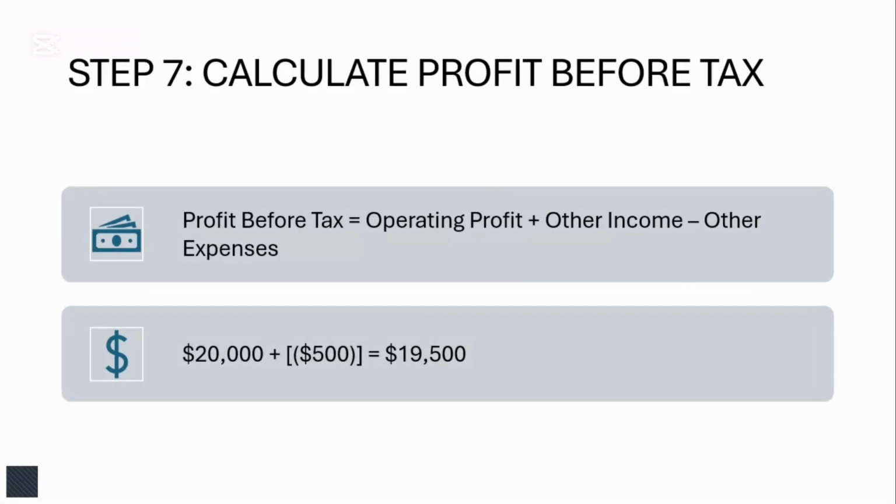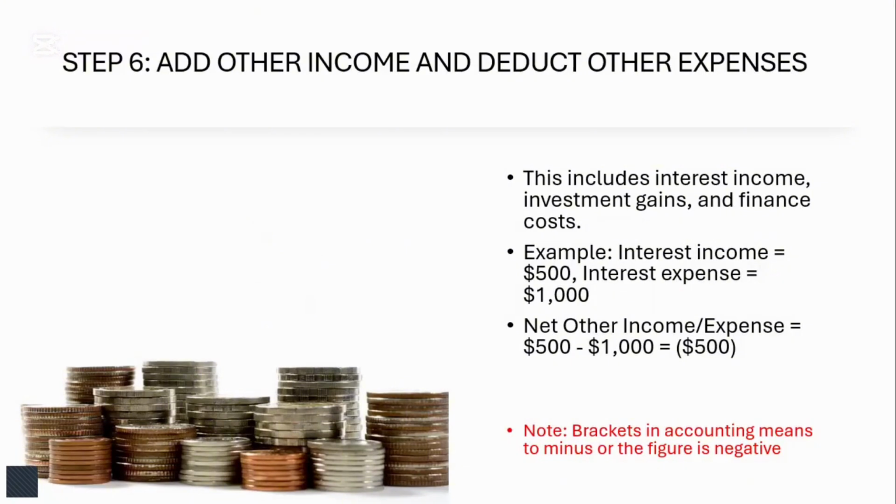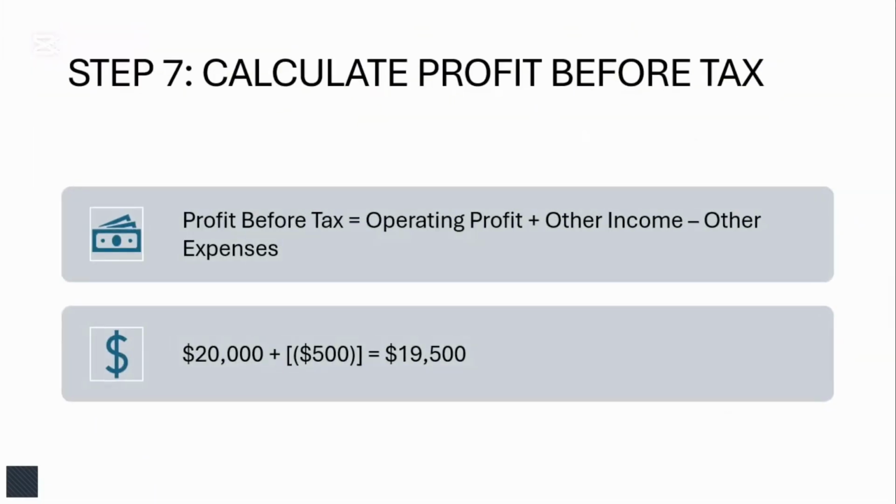When we are finished calculating that amount, we will arrive at our profit before tax. So we have now taken into consideration our interest itself as before. So we take our operating profit of $20,000, and really we're supposed to add the other income minus expenses. But because we had arrived before, as we would see here, at a negative figure, we are supposed to add a negative figure. And in maths, anytime we add a negative figure, we have to minus it. So it will be 20,000 minus 500, and that will give us our 19,500.